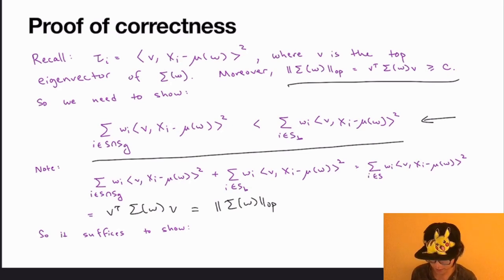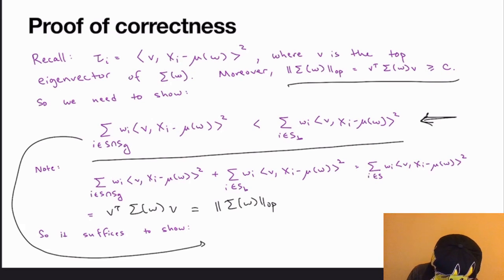And this is really convenient because now we can actually do a lot. In this expression, we know that both the left and the right hand side are non-negative, and they sum up to the spectral norm of sigma w. So in other words, to show that the left hand side is at most the right hand side, it suffices to show that the quantity on the left hand side is at most 1/2 of the spectral norm of sigma of w.